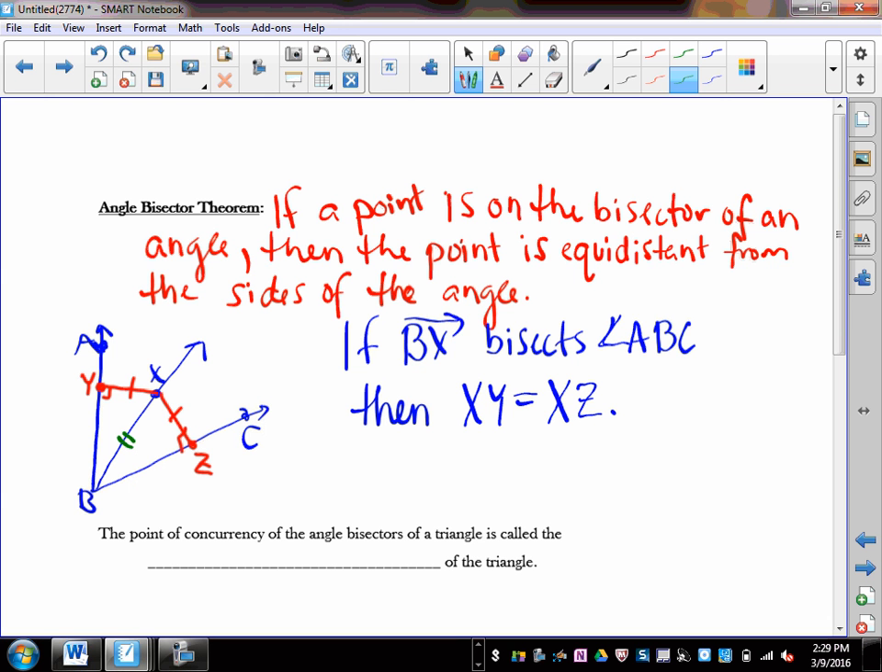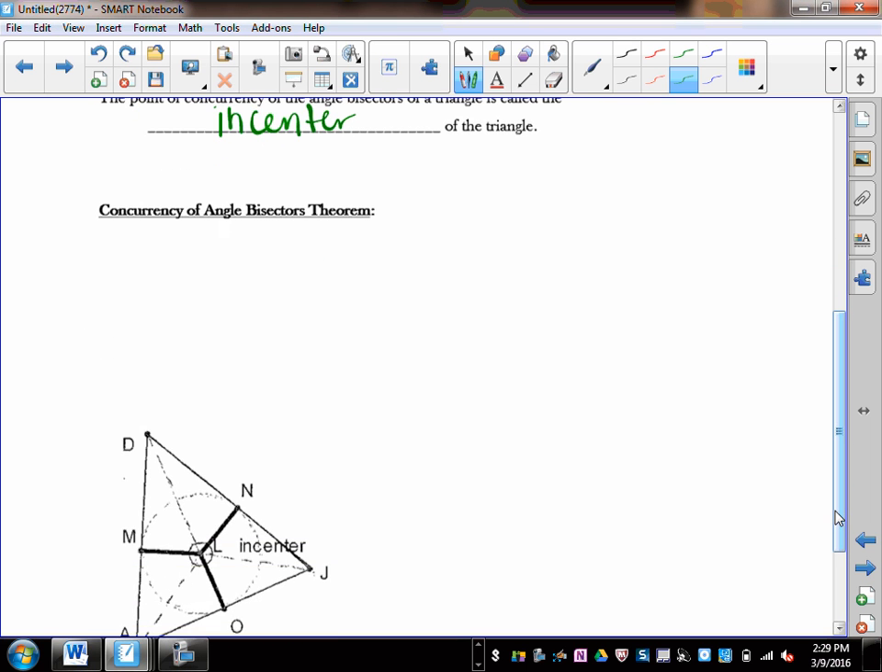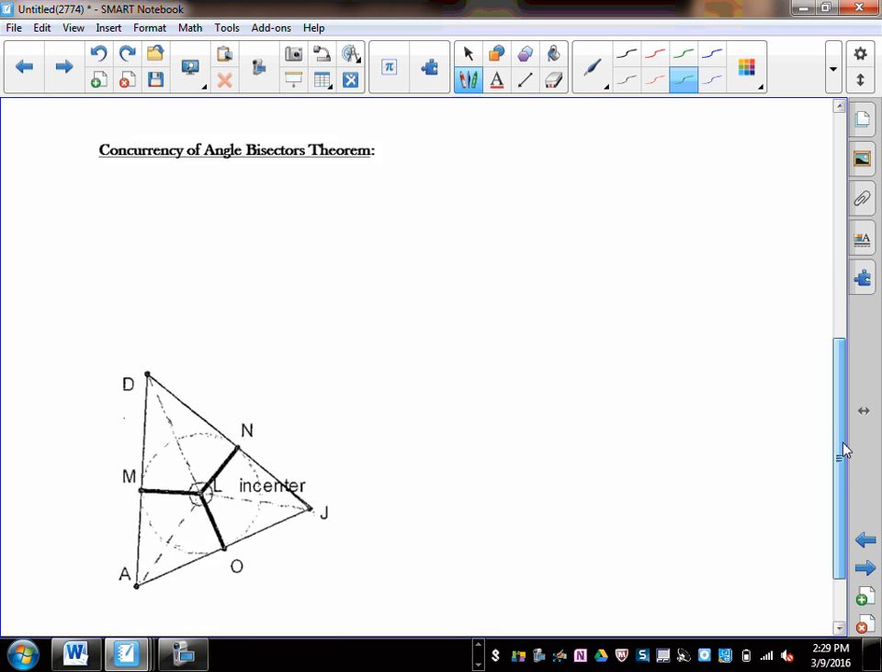Okay. Alright, so our point of concurrency is called the in-center. Again, point of concurrency is where all of our angle bisectors come together, and we call that the in-center. And this has special properties for us as well. Just like the circumcenter had special consequences, same with the in-center. So we do have a lovely picture already drawn for us out here. And again, the in-center is our point of concurrency, and this comes from our angle bisectors.